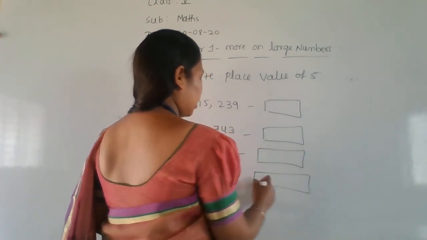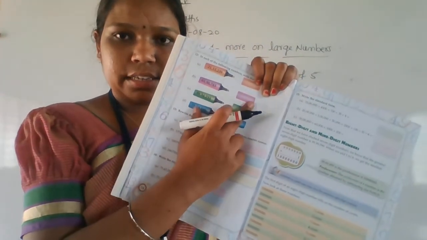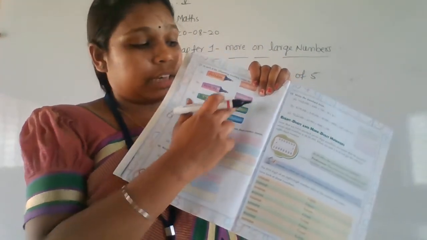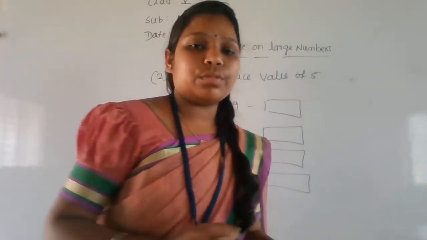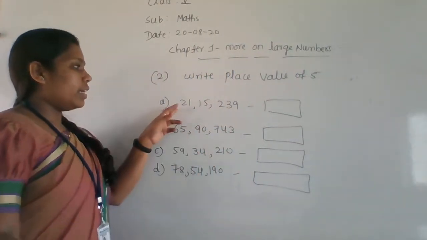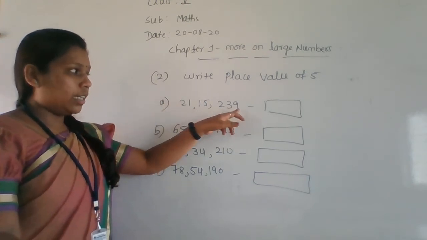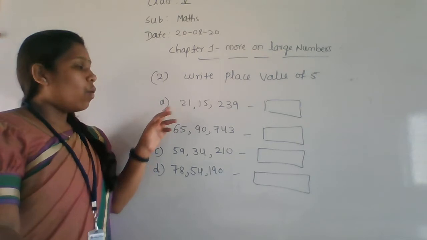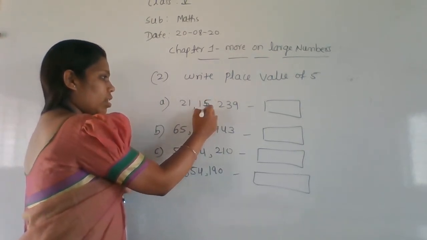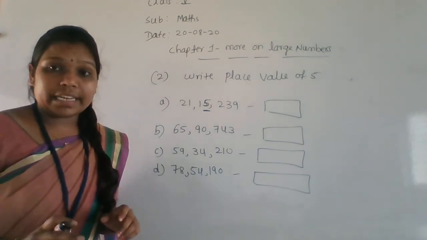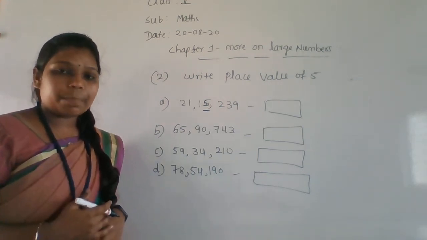are some boxes are there. Okay, like this I am telling here. Okay, they given here some boxes, in that box only how to write the place values. Okay, so first one is 21 lakh 15,239 is the given number. What is the place value of 5 here? You have to write the place value of a 5 number. What is the place value of a 5 here?